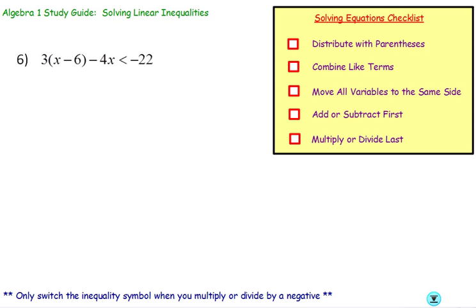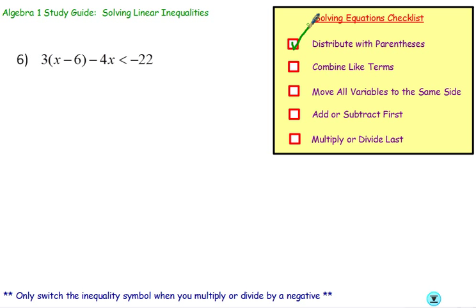Alright, so number 6, and actually through the rest of the study guide here, are pretty much just straight up, just solve it. Right? So no word problems. Not like the first couple problems where you just had to do a couple steps and then move on. So this is pretty much just straight up solve it. So we're going to start with our checklist at the very top.